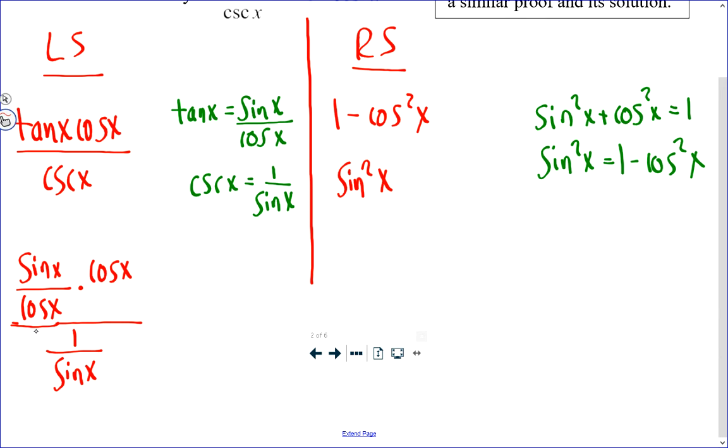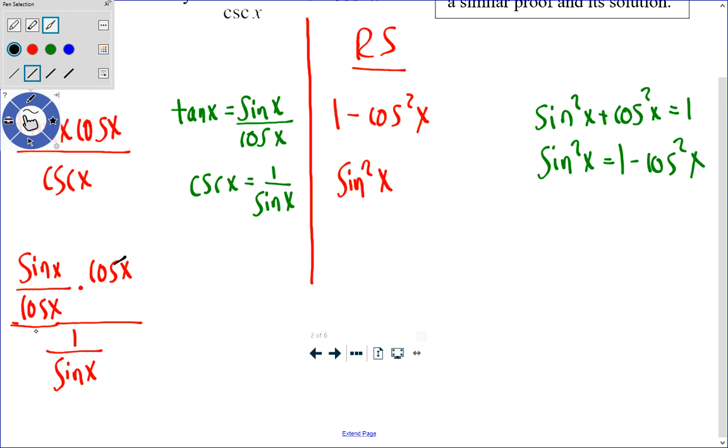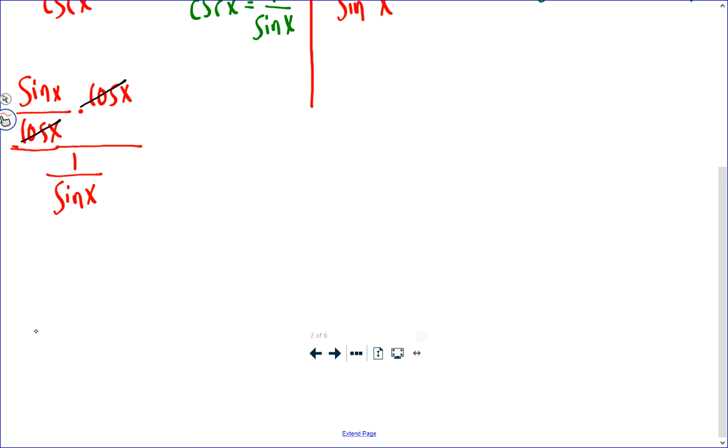And now I can do a little bit of algebra. I notice that on the top, I can cancel this cosine of x with this cosine of x. What does that leave me with? On the top, a single sine of x, and on the bottom, 1 over sine of x. Notice, by the way, I'm always working down. I'm never working left to right here.